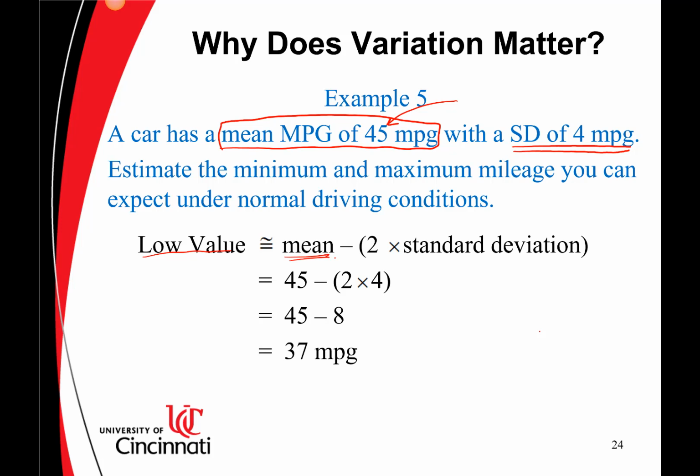and you move over 2 standard deviations to the left. Now remember, the standard deviation is 4, and if we're going to move 2 of those, that means we're going to lose 2 times 4, or 8. You can fairly quickly figure out, well, gosh, about the lowest fuel economy I'm going to get is 37 miles to the gallon.